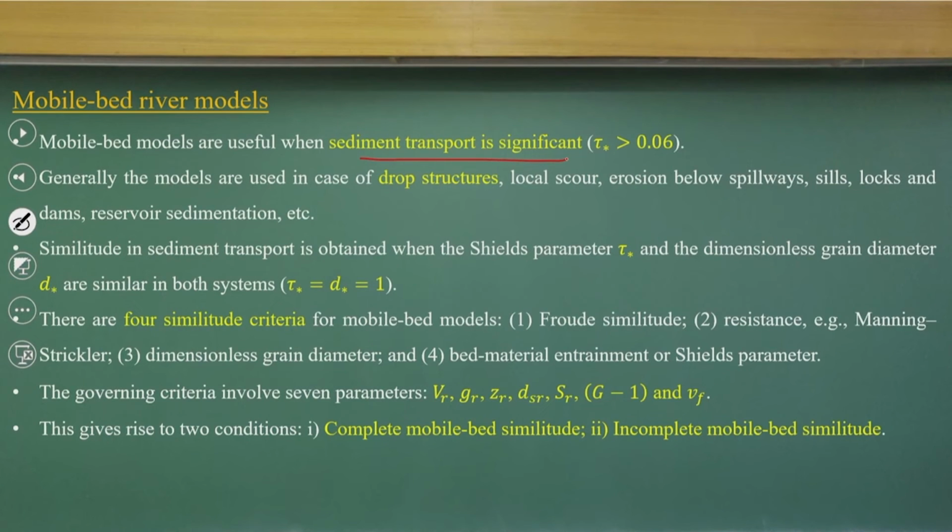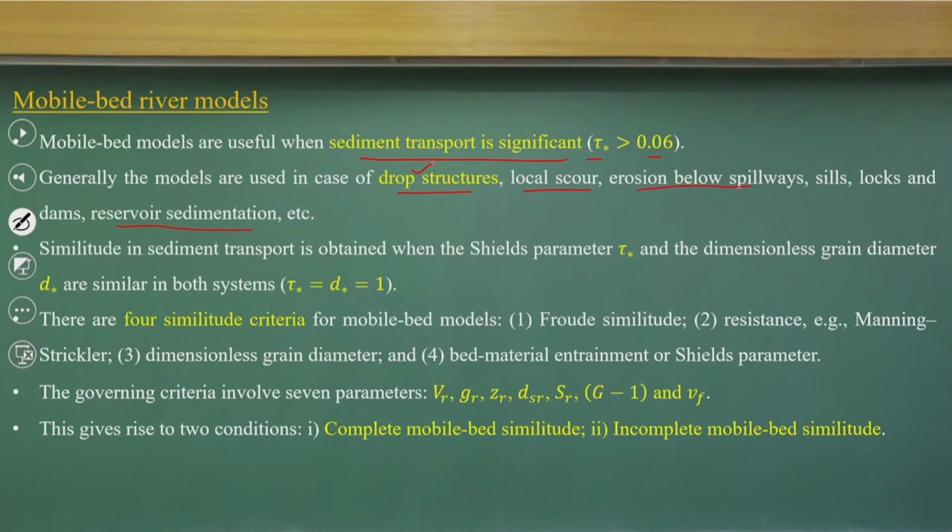That means silt parameters greater than 0.06 is the condition necessary for local scour, erosion below the spillway, locks, dams, and reservoir sedimentation. For those studies, we should go for a mobile bed.